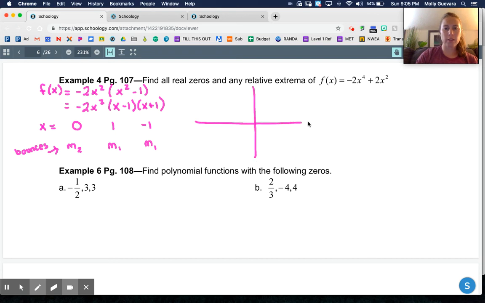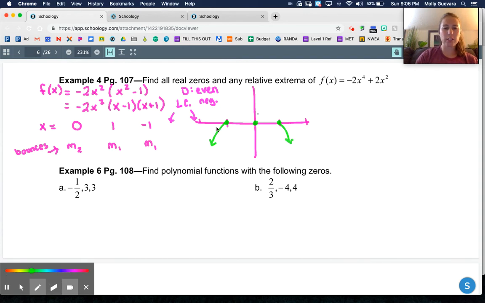So then I'm going to go graph it. And I know that I have a 0 at 0. I know that I have a 0 at 1. And I know I have a 0 at negative 1. Oh, and I haven't found my end behavior, right? My bad. Okay, so my degree is even because my highest degree is 4. And my leading coefficient is negative because of that negative 2. So I know that both ends are going down. So then when I go to graph this, I know that this end is coming down and this end is coming down.